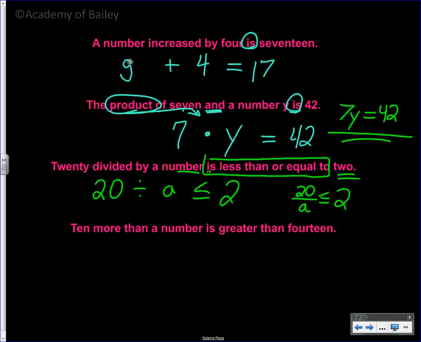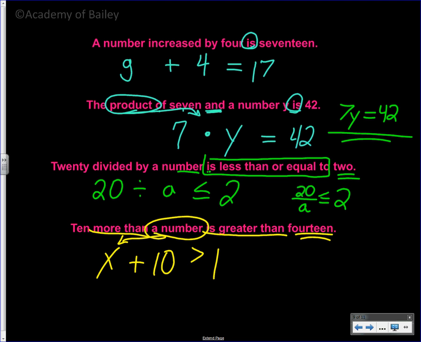And then down there at the very bottom, 10 more than a number. This is kind of like less than a number. So 10 comes here. You add 10 to whatever this number is. So 10 more than a number. And now we have is greater than 14. x plus 10 is greater than 14.